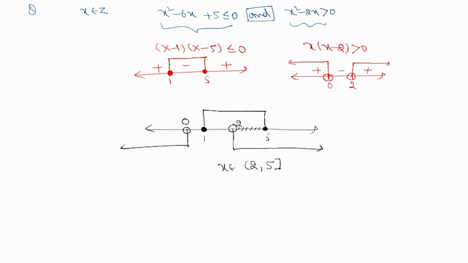But in this question it was given that x is an integer, right? So I'll need to choose only integral values from this. So the integral values possible in this case are x is either 3, 4 or 5. So there are 3 values of x which are possible.